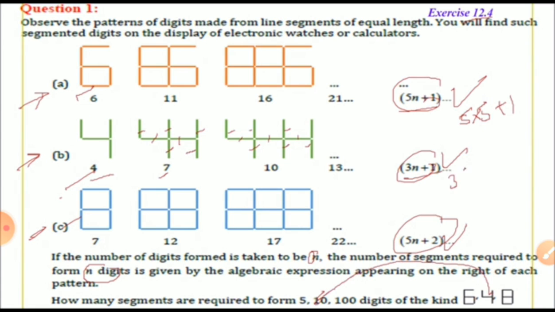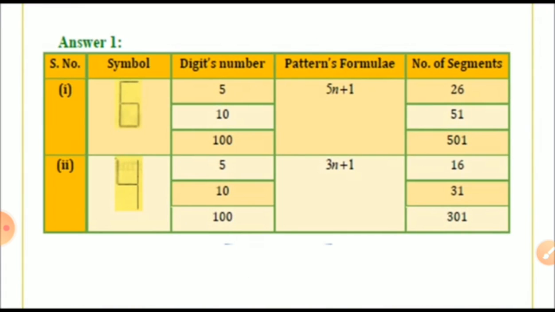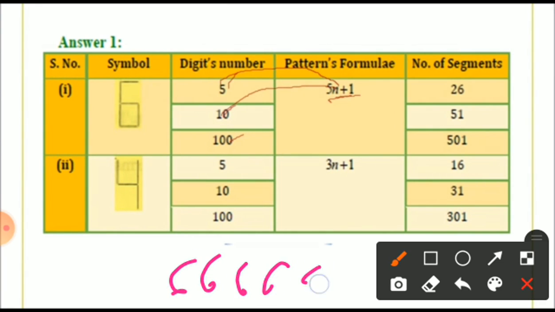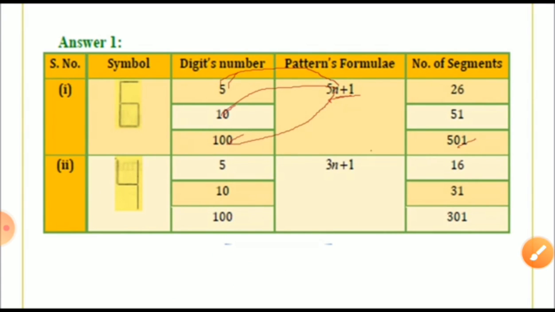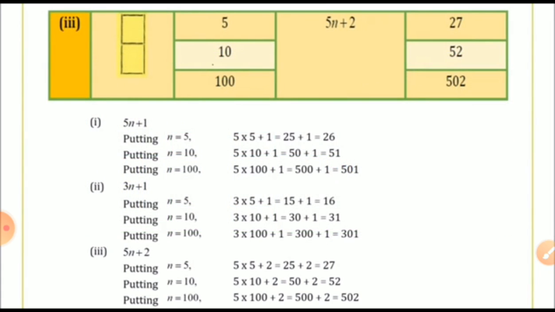Take any variable, 5x, no problem, plus 1. Or you can say 100 if you want to make it, it is possible. To make 10 sixes, how many do you need, beta? 6 tens, 5 tens are 50 plus 1 is 51. To make 100 sixes, how many do you need? You need 501 sticks. For the 4, to make 4 fives you need 16 sticks. And to make 10 you need 31, and for 100, 301.